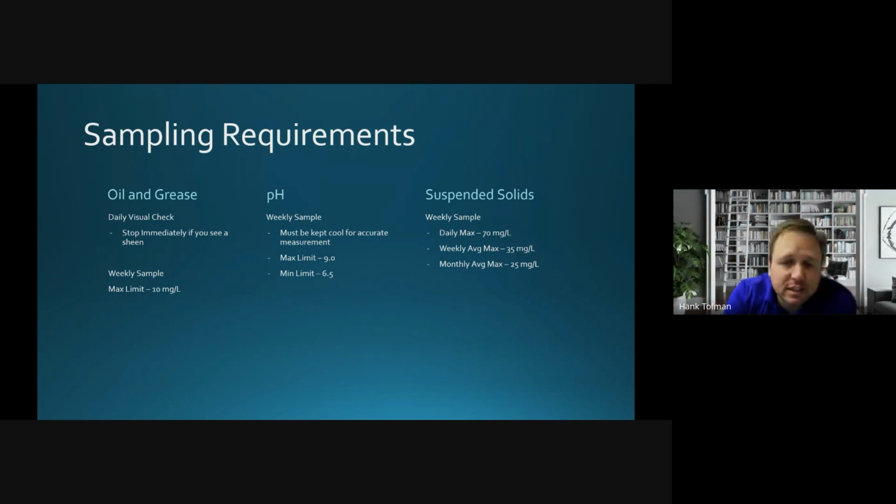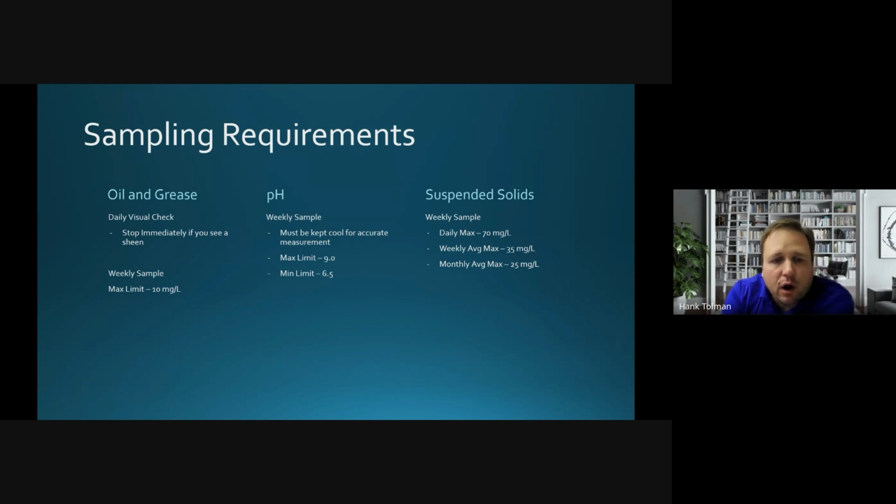Okay, so that's the only thing they have to check for daily, and that's why it just doesn't make sense for us to try and send somebody out there daily. Not only is it inconvenient to try and go out to their site every day, but it's really easy for somebody on site to just check and see if there is oil and grease sheen.